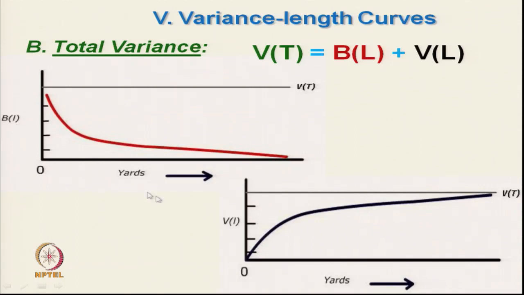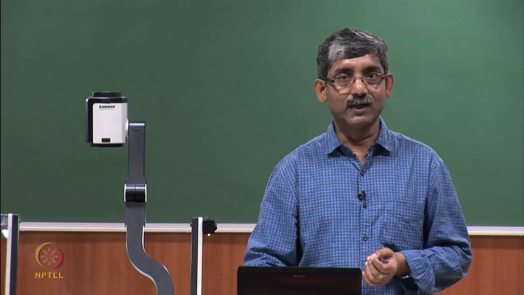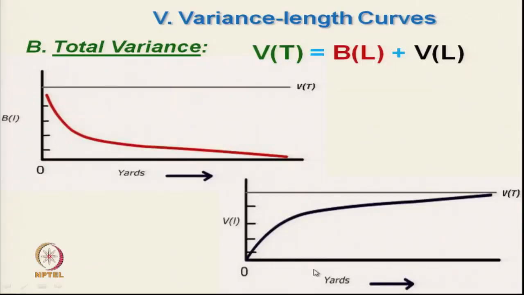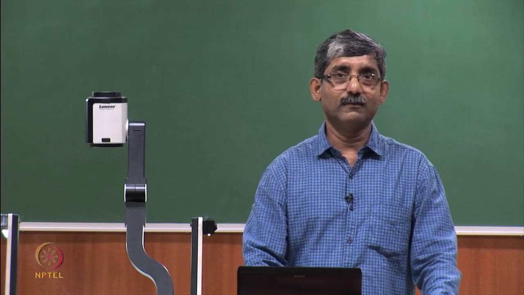So, in the VL curve, as the yarn cut length increases, the between length variance reduces. On the other hand, as the cut length increases, the variance within length increases. So, effectively the total variance is the summation of between length and within length. Okay. Now, we will see one practical numerical.